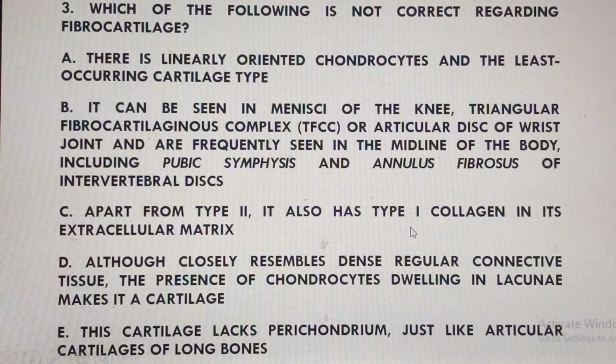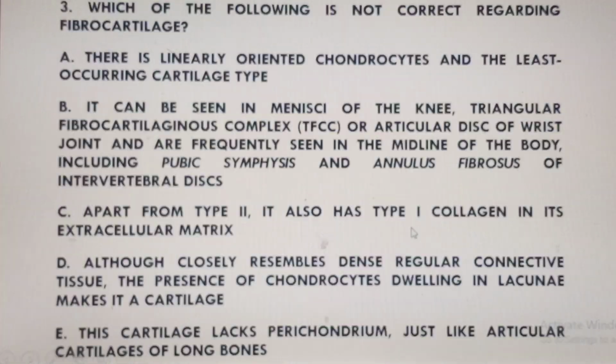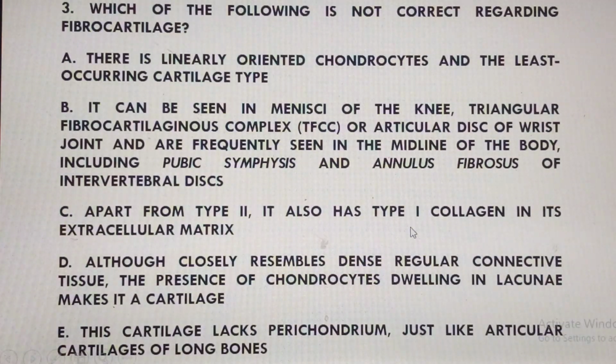Now option C says, apart from type 2, it also has type 1 collagen in its extracellular matrix. That's a very true statement. This is the only cartilage type which has type 1 collagen. That is fibrocartilage.